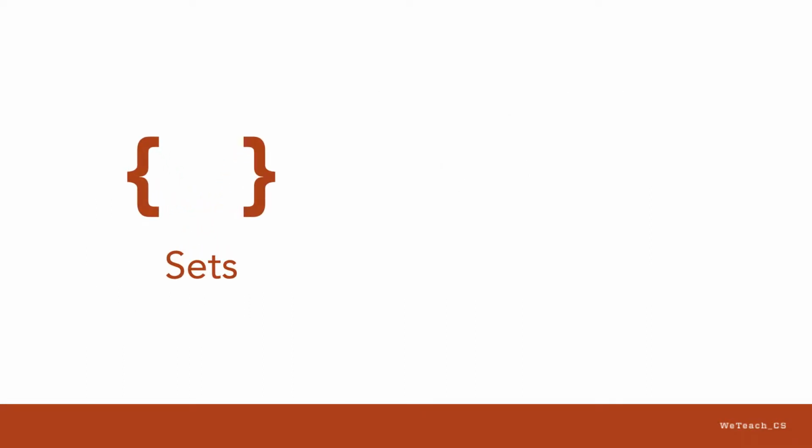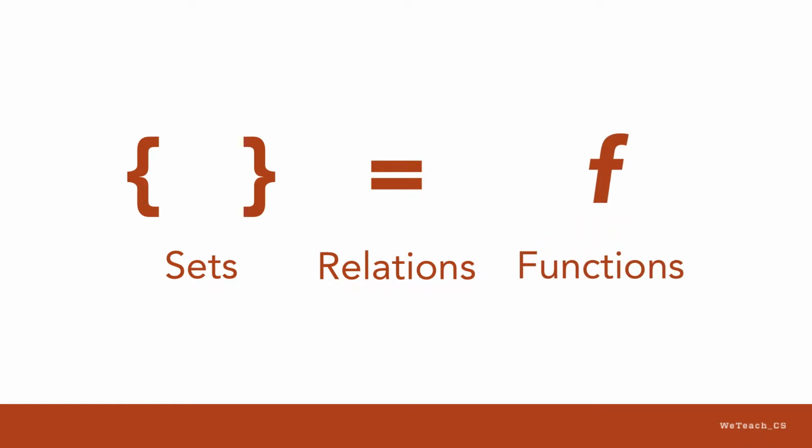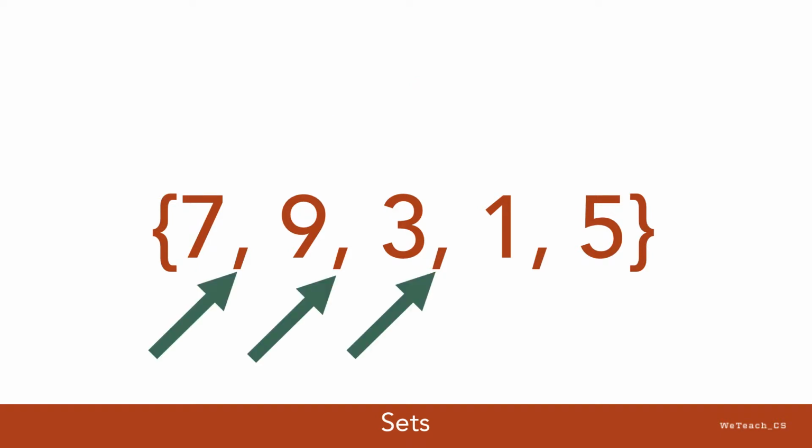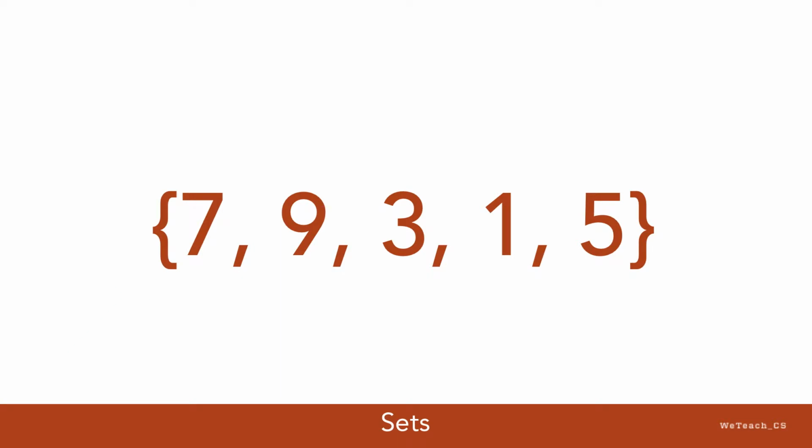In discrete math, there are three important tools that help us to describe and understand discrete math concepts: sets, relations, and functions. Let us begin by taking a closer look at sets. A set is an unordered collection of distinct objects. These objects are referred to as members or elements. The elements are separated by commas and enclosed within brackets.